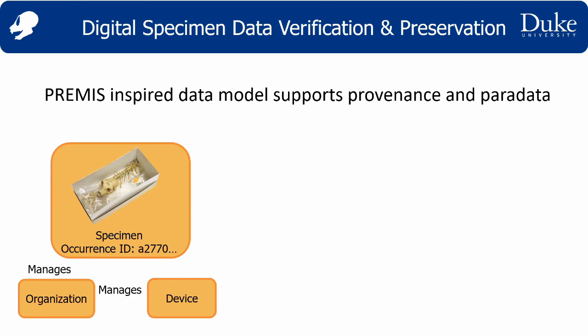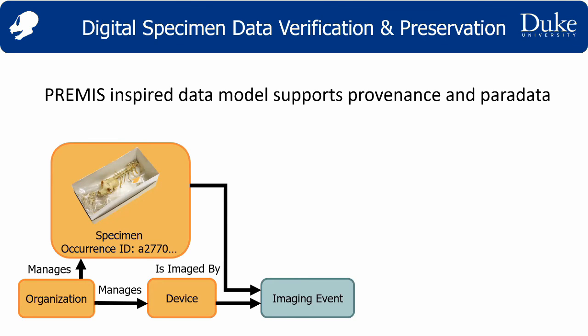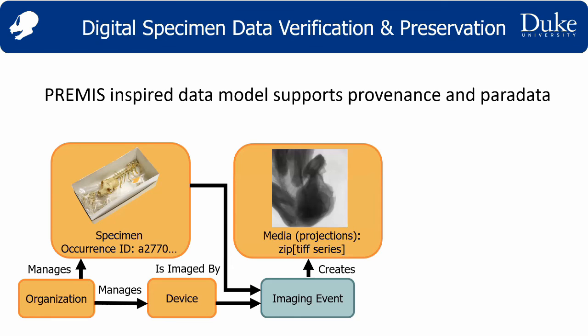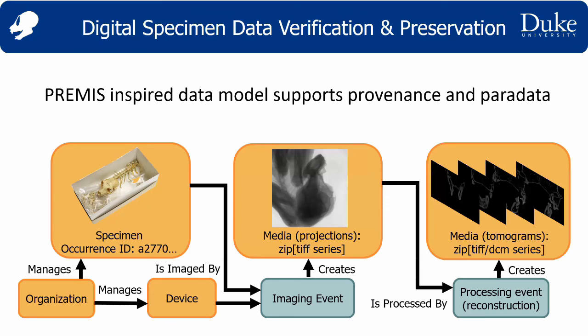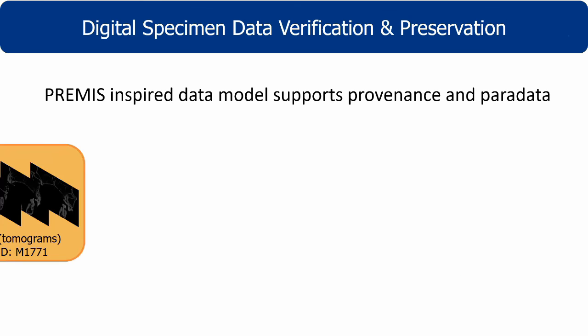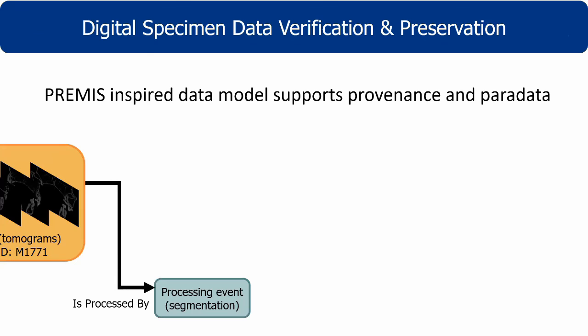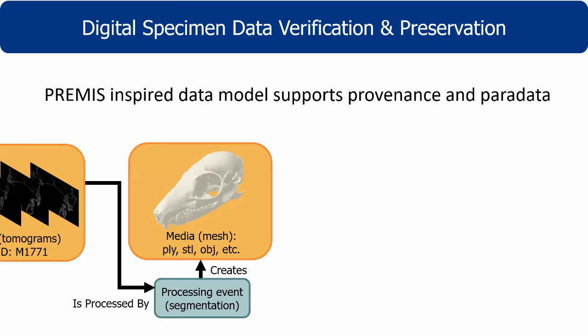In this case, we have organizations managing specimen records and device records. Those two records are linked to an imaging event, which then creates an entity, a media, in this case, raw projections, which can then in turn be processed through a processing event to create an image stack. And we can go on from there. We can add another processing event, a segmentation, that creates a mesh from there.